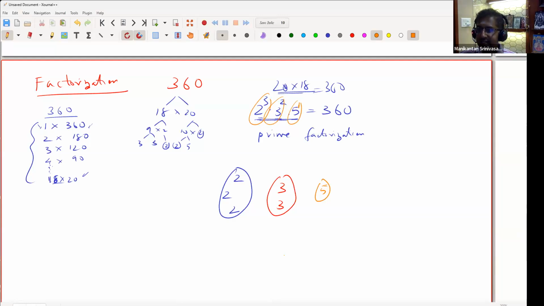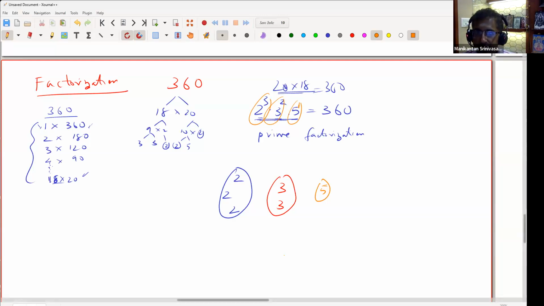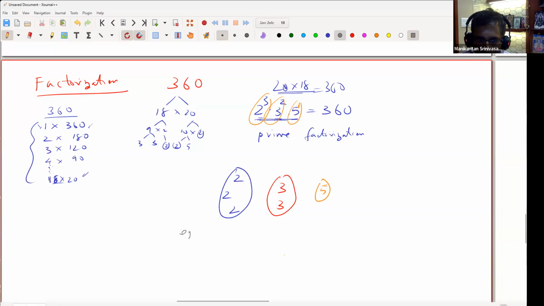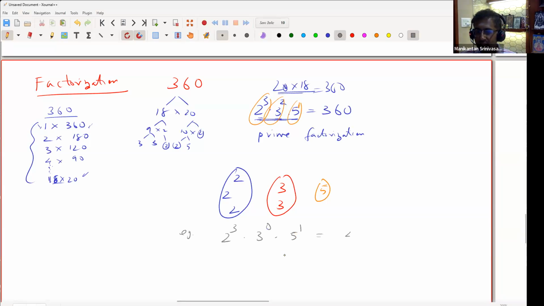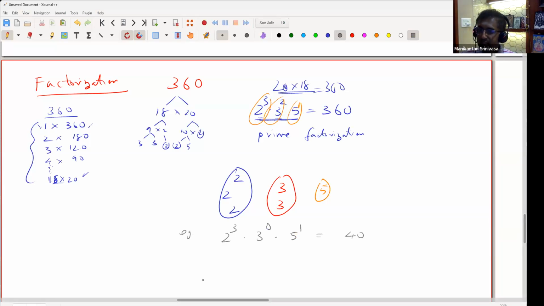Now, what does it take for me to create a factor of 360? I can pluck a few 2s, I can pluck a few 3s, I can pluck a few 5s, I can combine them, and that will become a factor. For example, an example factor could be, I'll pluck all the 3 2s, I'll pluck no 3s, I'll pluck the 5, the single 5. That's a factor. 2 power 3 times 5 is 40, whatever that number is, I don't care, but that's a factor.